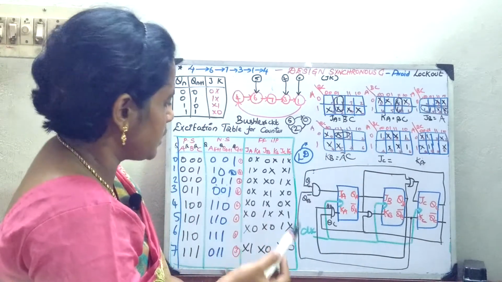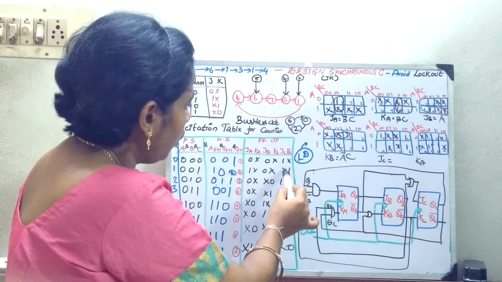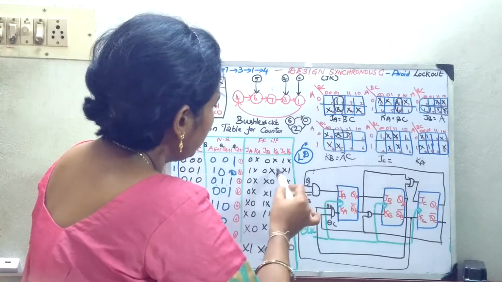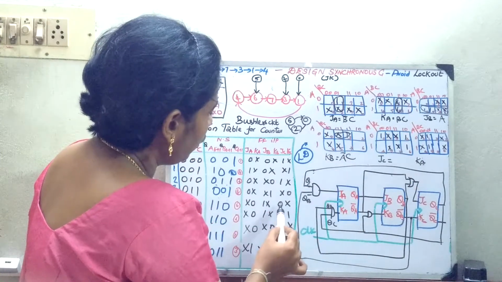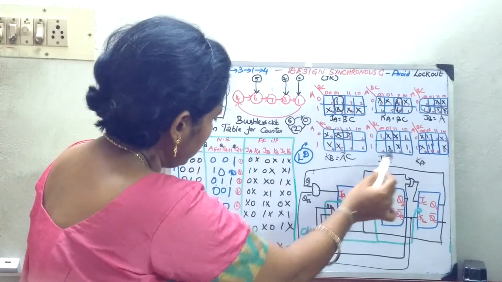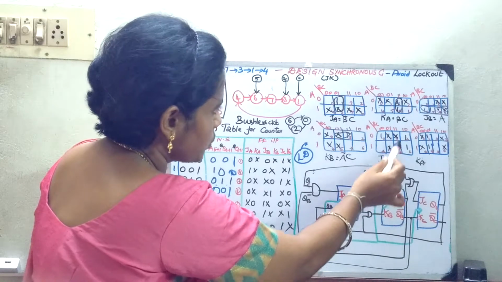Okay. Now the next thing, JC. 0, 1. 0 is 1. 0, 1. 2 is 1. 3 is don't care. 4 you leave it. 5 is don't care. 6 is 1 and 7 is don't care.